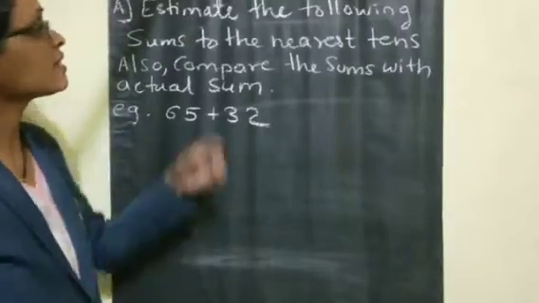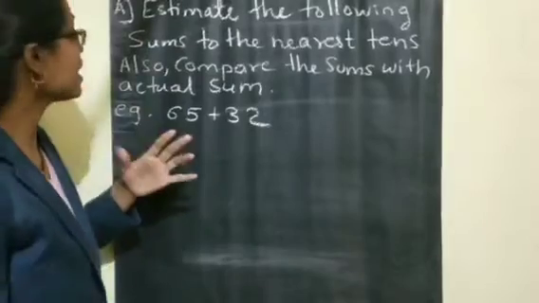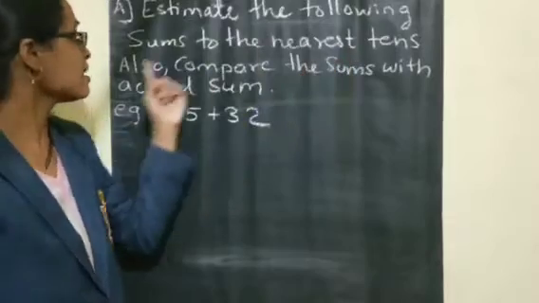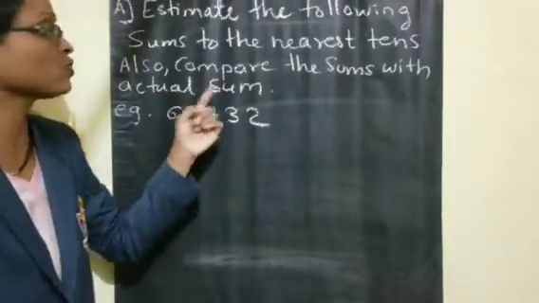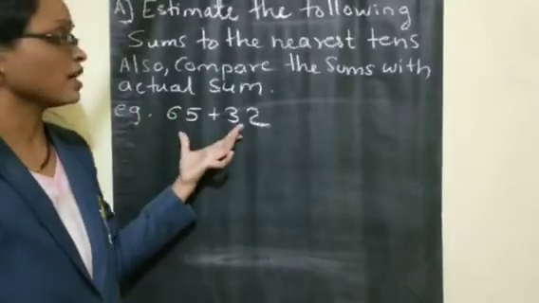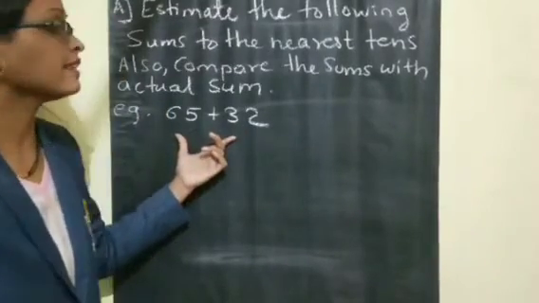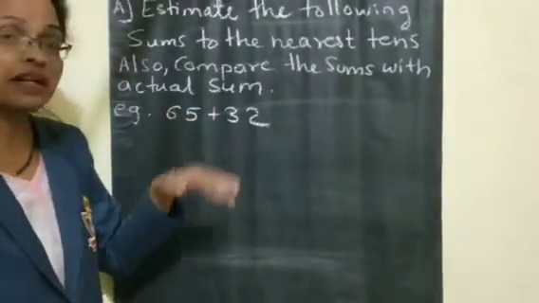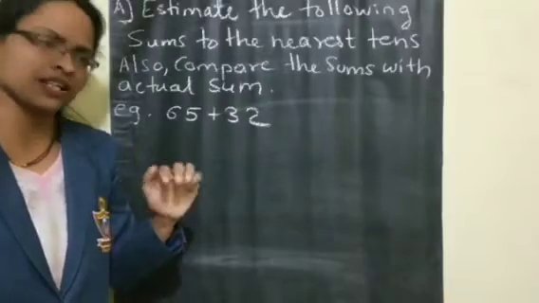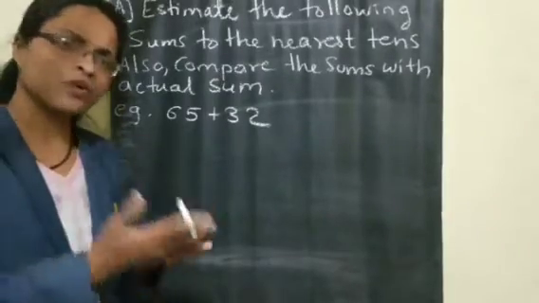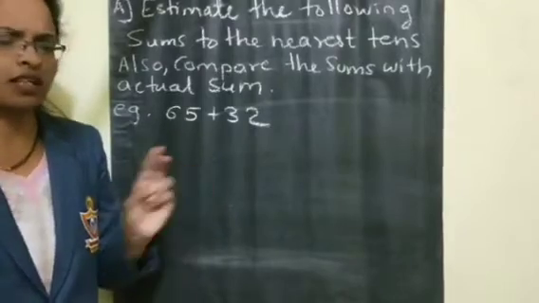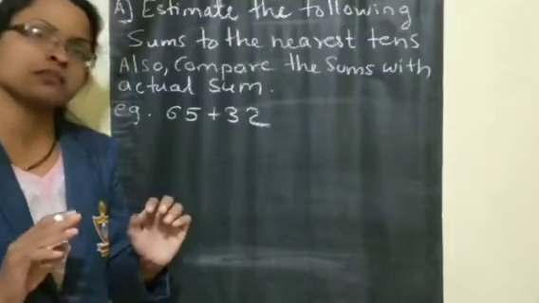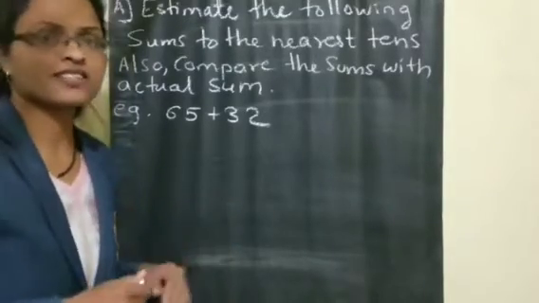So here is our exercise 6I. In that, let us see the first A part. Estimate the following sum to the nearest tens. Also compare the sums with the actual sum. Means we have to round off to the nearest tens and then find the sum, and also compare with the actual sum. So there will be a little difference between the estimated sum and the actual sum, but it will be near to that answer. So let us try to understand.